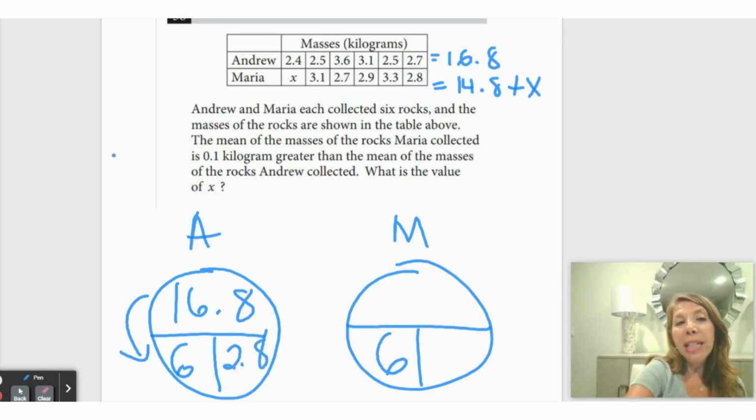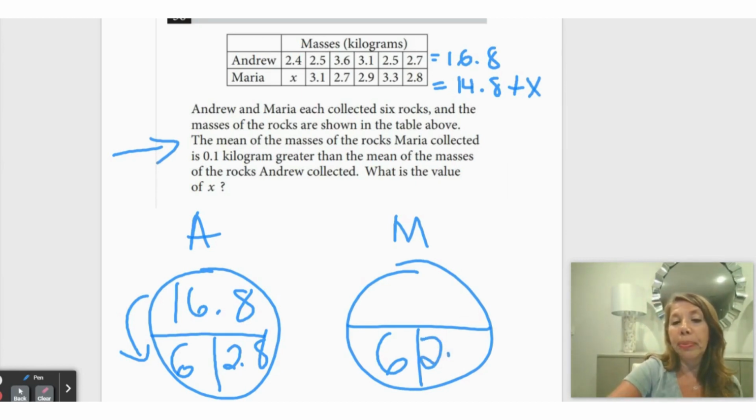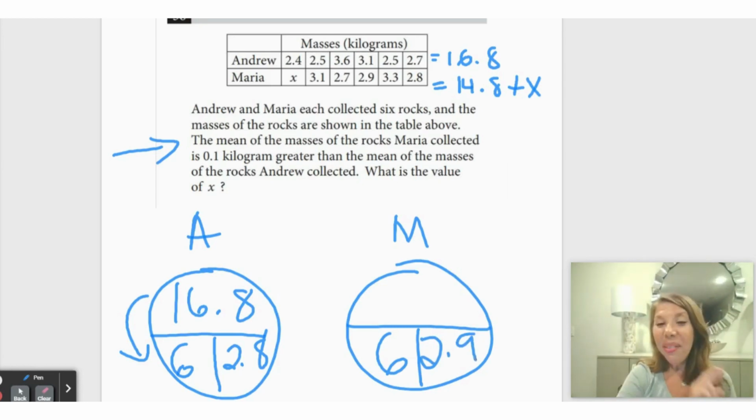Now, our problem tells us that the mean of the masses of the rocks that Maria collected is 0.1 kilogram greater than the mean of the masses of the rocks that Andrew collected. So since Andrew's mean was 2.8, 0.1 kilogram more than that would be 2.9. Now that we have 2 components for the average piece wheel for Maria, we can figure out what the total is. We have 6 items with a mean of 2.9. 6 times 2.9 is going to give us a total of 17.4.